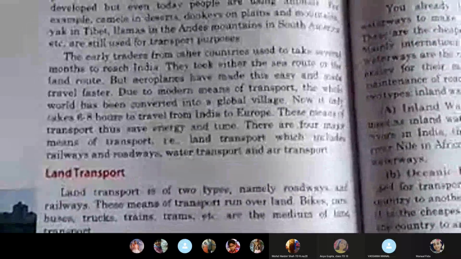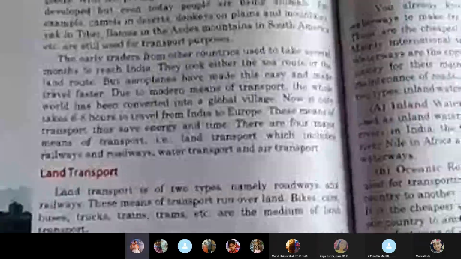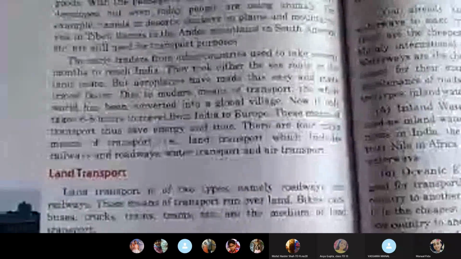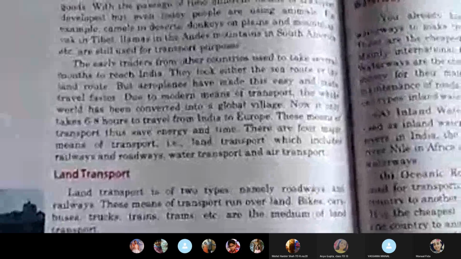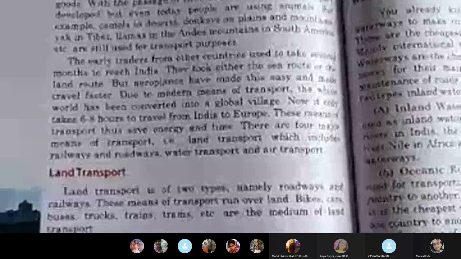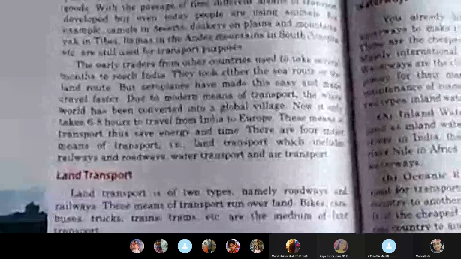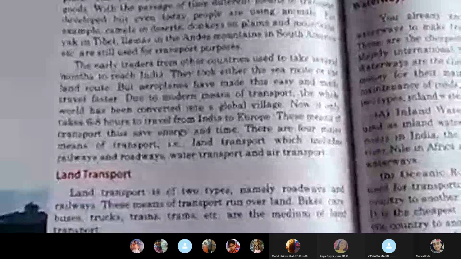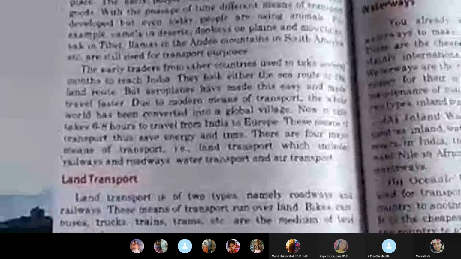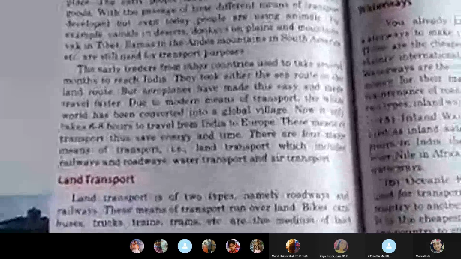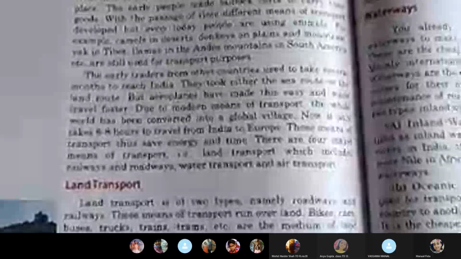The early traders from other countries used to take several months to reach India. They took either the sea route or the land route. But aeroplanes have made this easy and made travel faster. Due to modern means of transport, the whole world has been converted into a global village. Now it only takes 6 to 8 hours to travel from India to Europe. These means of transport thus save energy and time. There are four major means of transport, that is land transport, which includes railways and roadways, then water transport and air transport. Okay, so let us talk of it in detail now.